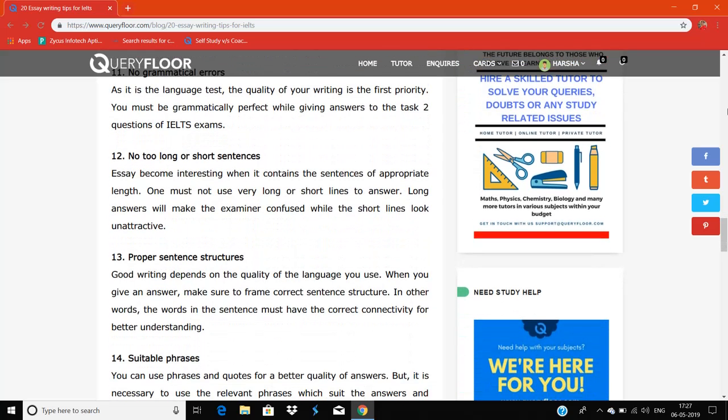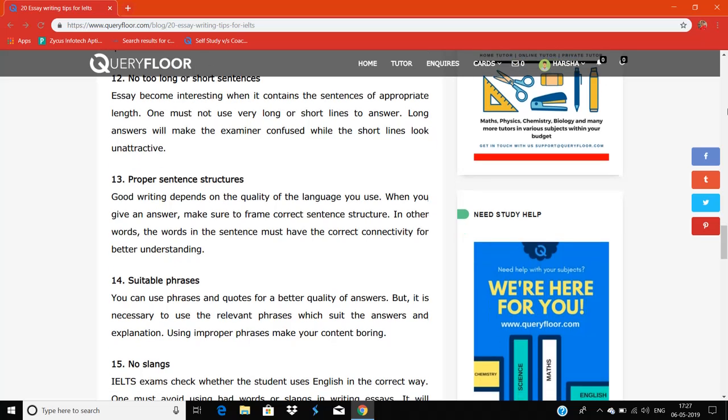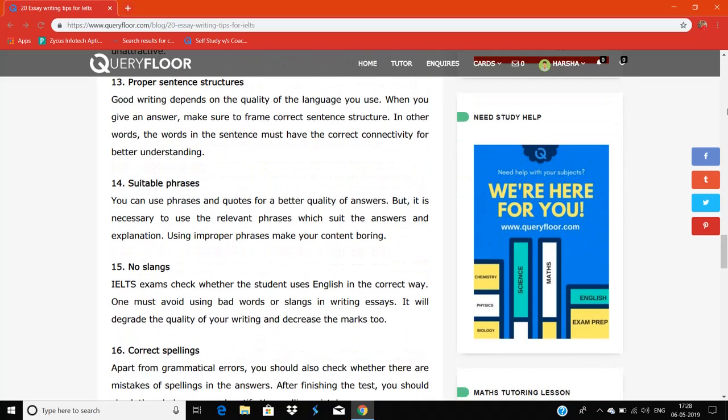No grammatical errors. As it is a language test, the quality of your writing is the first priority. So make sure you are very grammatically perfect. Not too long or short sentences. Essay becomes interesting when it contains sentences of appropriate length. If you make your sentences too long, it will be boring for the reader to read, and very short sentences will also not look very good. So you should keep your sentence length to a minimum medium length.